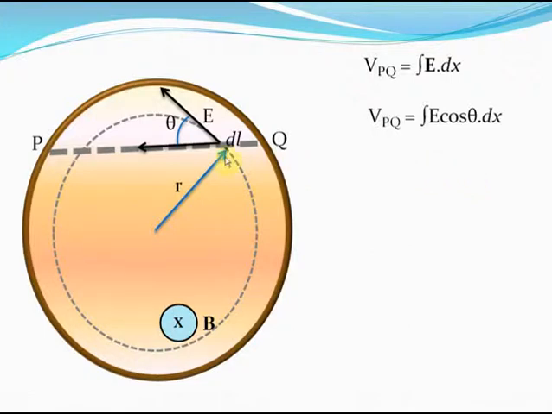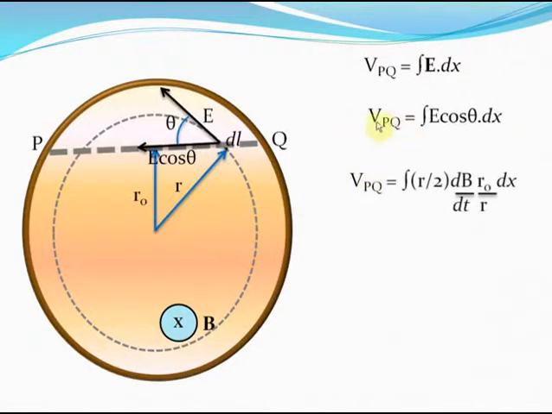The net potential difference from P to Q will clearly be integral E cos theta dx, where x is along PQ, isn't it? That is because potential is integral electric field dot dr in the direction r. Therefore, this formula will help us calculate the value of the potential difference between P and Q. When you simplify this expression, you get Vpq equal to integral of r by 2 dB by dt into r naught by r into dx.